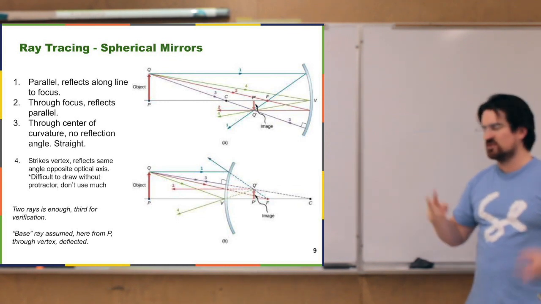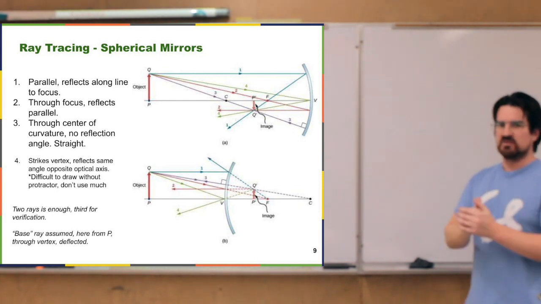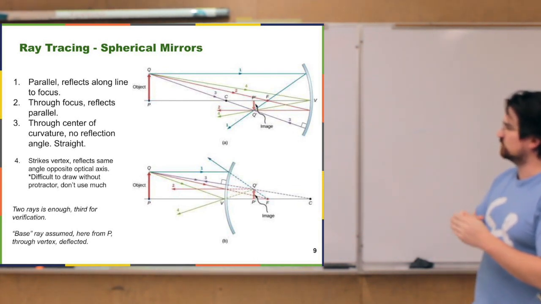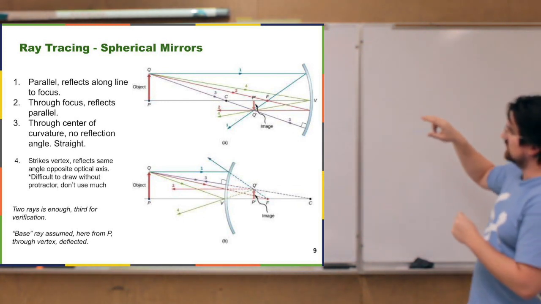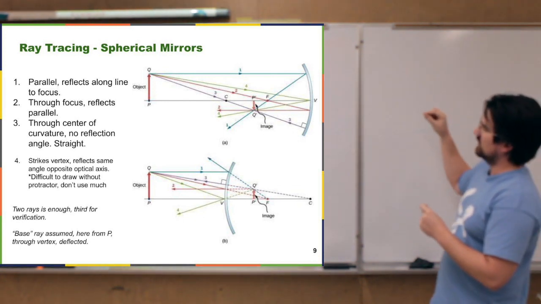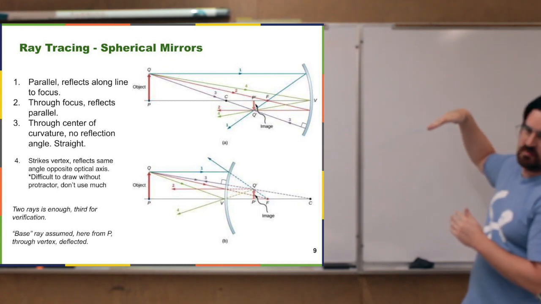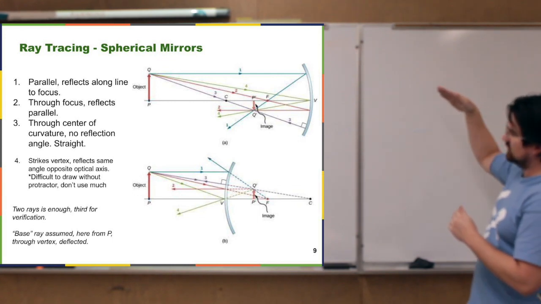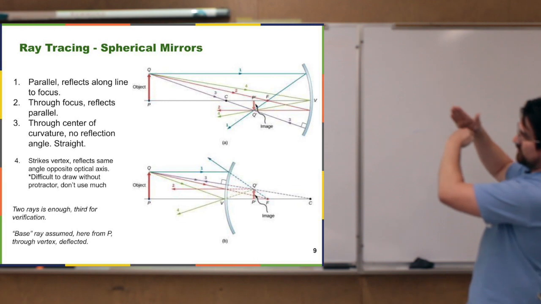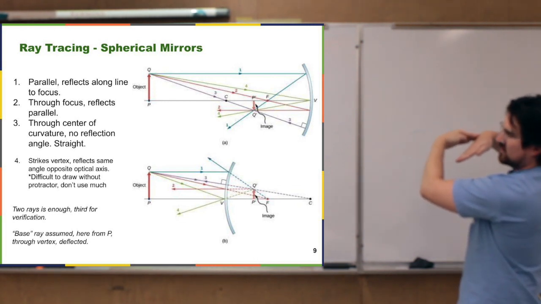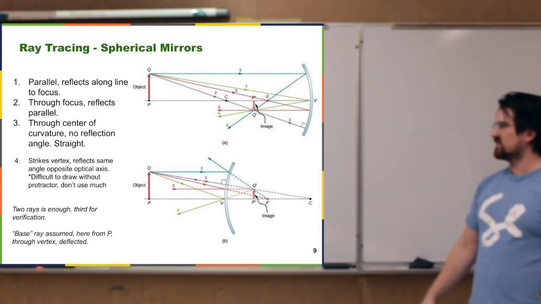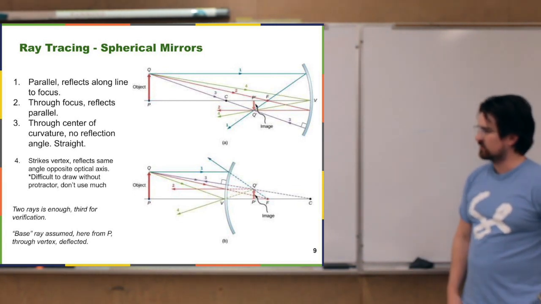And then there's a fourth ray you could draw. It's not typically drawn a whole lot, which is the ray that leaves the tip of the object, hits at the vertex, and is reflected at the same angle back down. So whatever angle it came in with the optical axis, the law of reflection tells us that it reflects at that same angle below. That was not typically drawn a lot because you kind of have to have a protractor to really draw it very well.